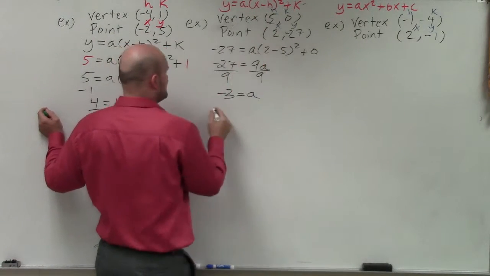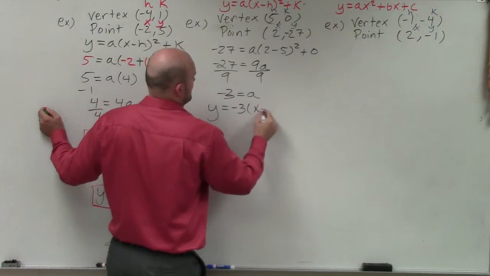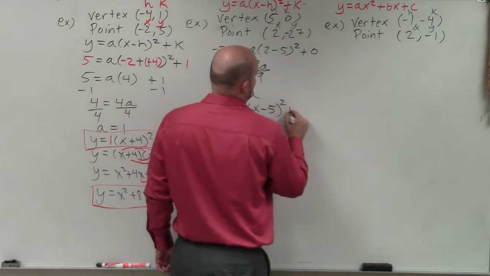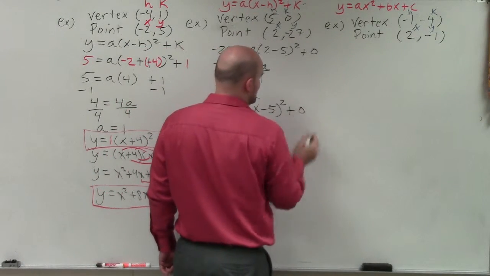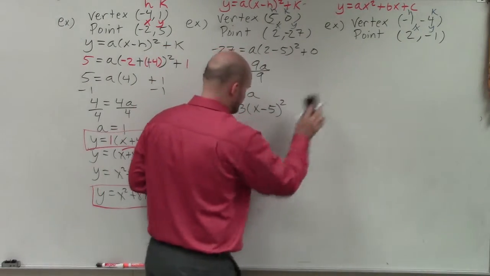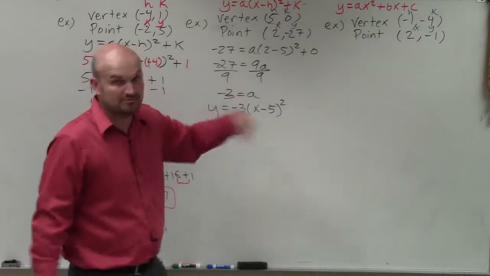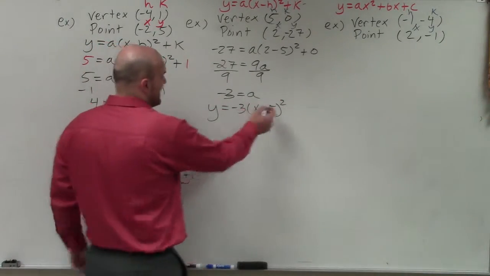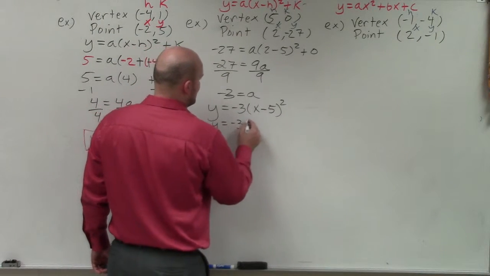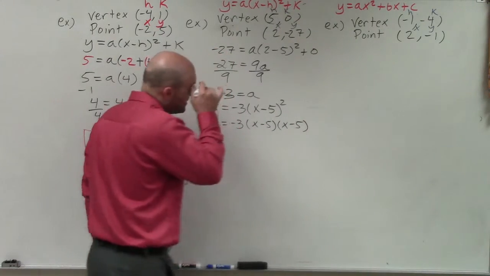Now, I plug that back into my equation. I'm going to rewrite that with x's and y's. So it's x minus h, which is 5, squared, plus k, which in this case is 0. Instead of saying plus 0, I will just leave that off. Now I need to distribute my x minus 5. So please remember, that is y equals negative 3 times x minus 5 times x minus 5. That's a binomial squared.